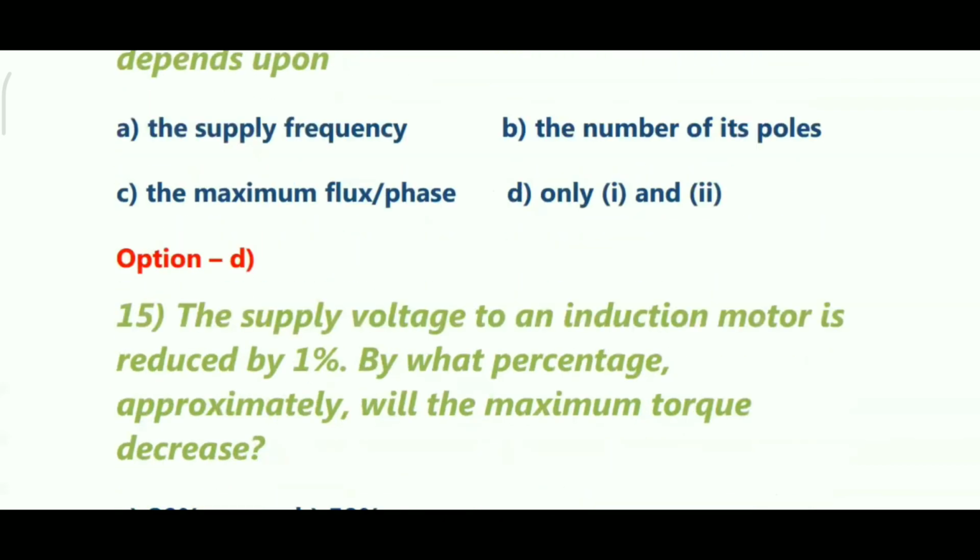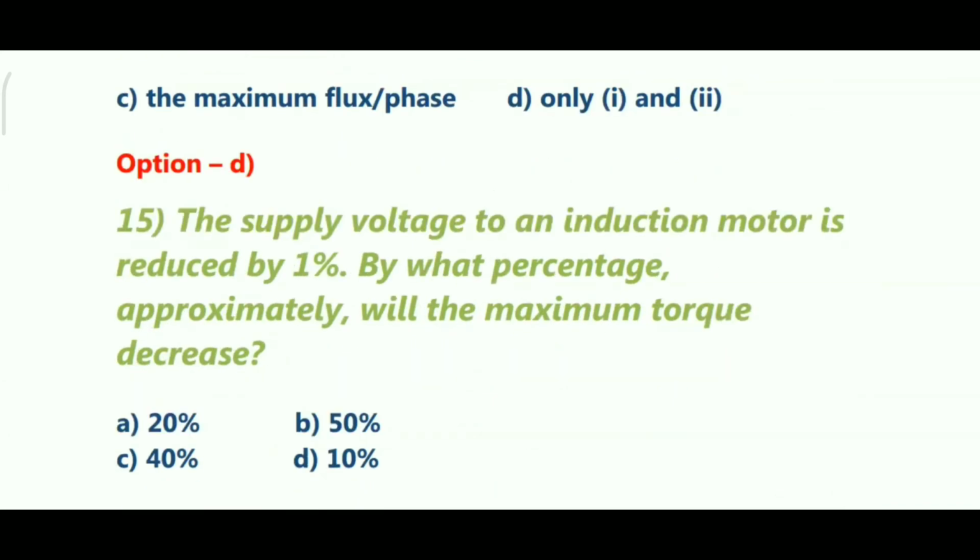Next question. The supply voltage to an induction motor is reduced by 10%. By what percentage approximately will the maximum torque decrease? Option A, 20%; option B, 50%; option C, 40%; and option D, 10%. So here I would answer 20%.